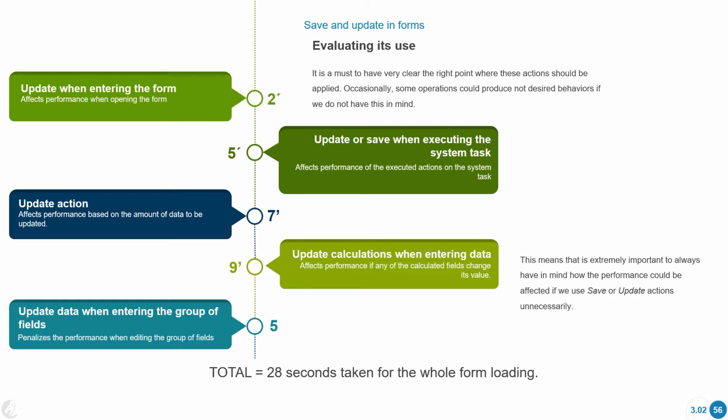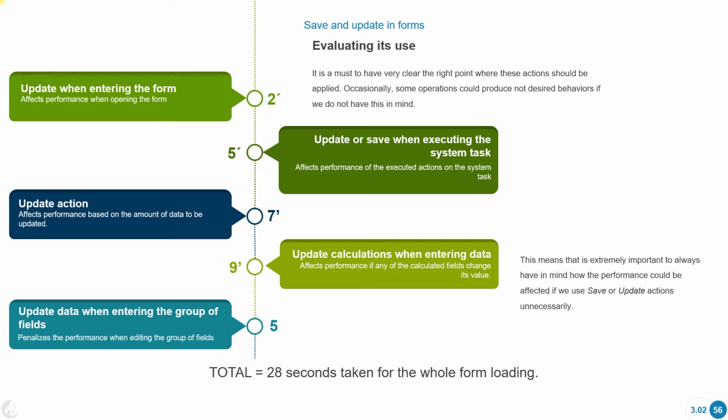For example, an update action when we enter the form. Is it really important? Do we need to update the form when we enter the form? Because obviously this is going to affect the performance when we open the form. Maybe we can decide whether we want to update or save when executing a system task. This is an option we already saw previously that we can mark each time we trigger a system task. So this also affects performance.